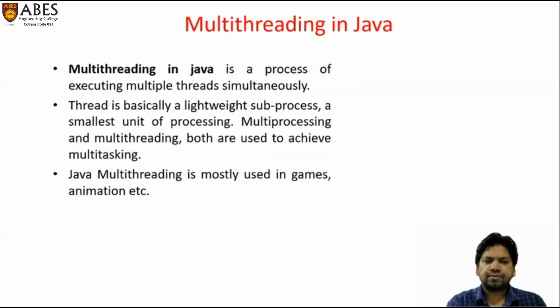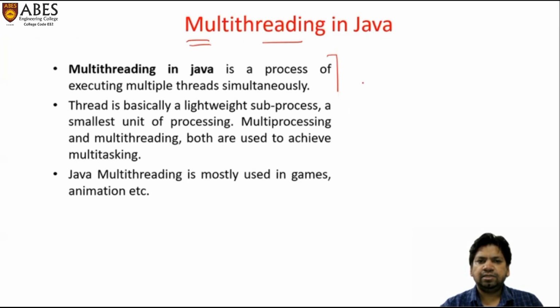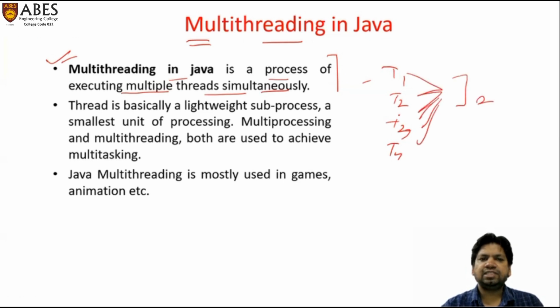Now we start this topic with multi-threading in Java. What is multi-threading in Java? Multi-threading in Java is the process of executing multiple threads simultaneously. It means thread number 1, thread number 2, thread number 3, thread number 4 are all executing at the same time. This is called multi-threading in Java.